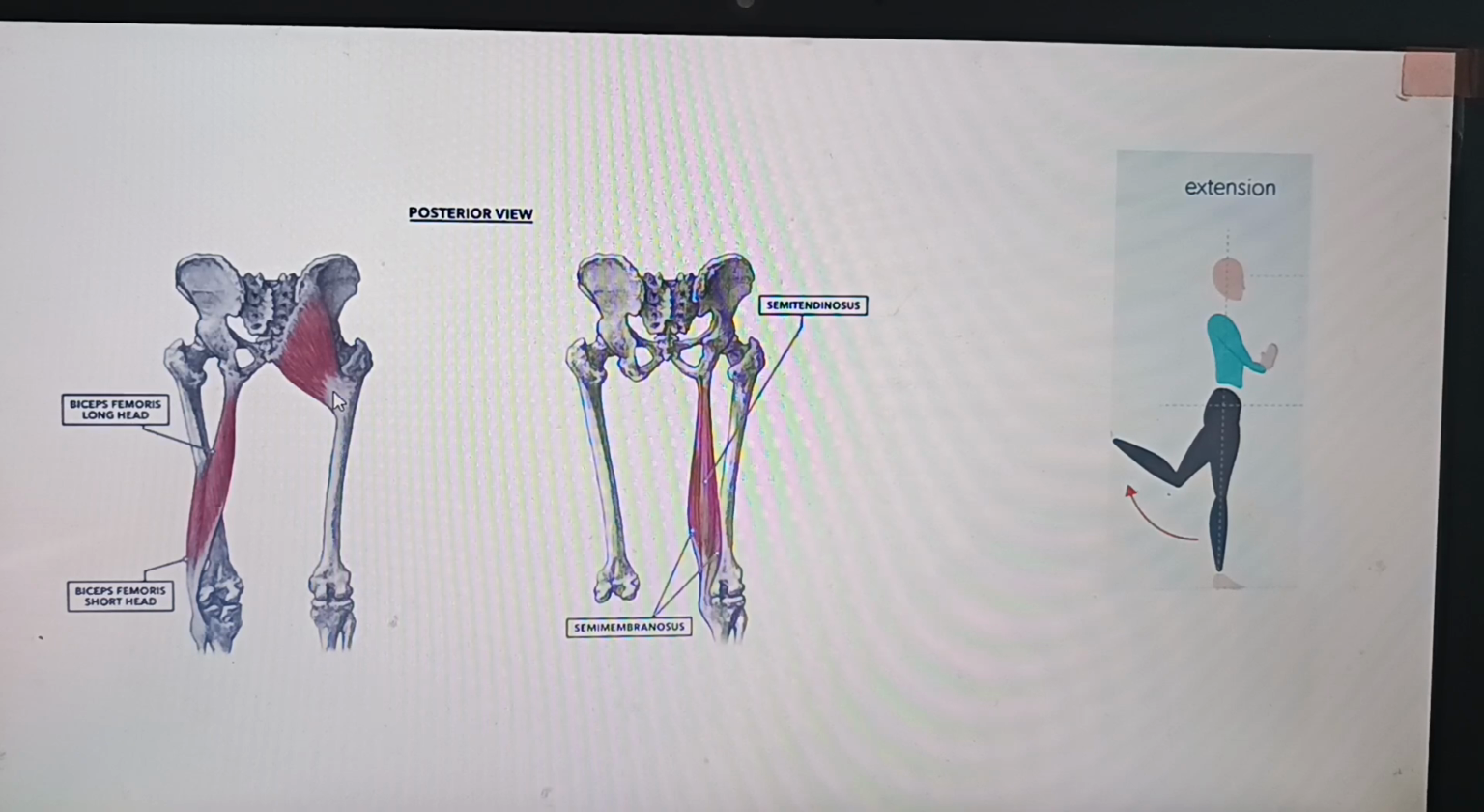Now imagine this muscle contracts. It will be pulling the femur behind towards the pelvis. So that is going to produce the extension of the hip. So that's extension of the hip.